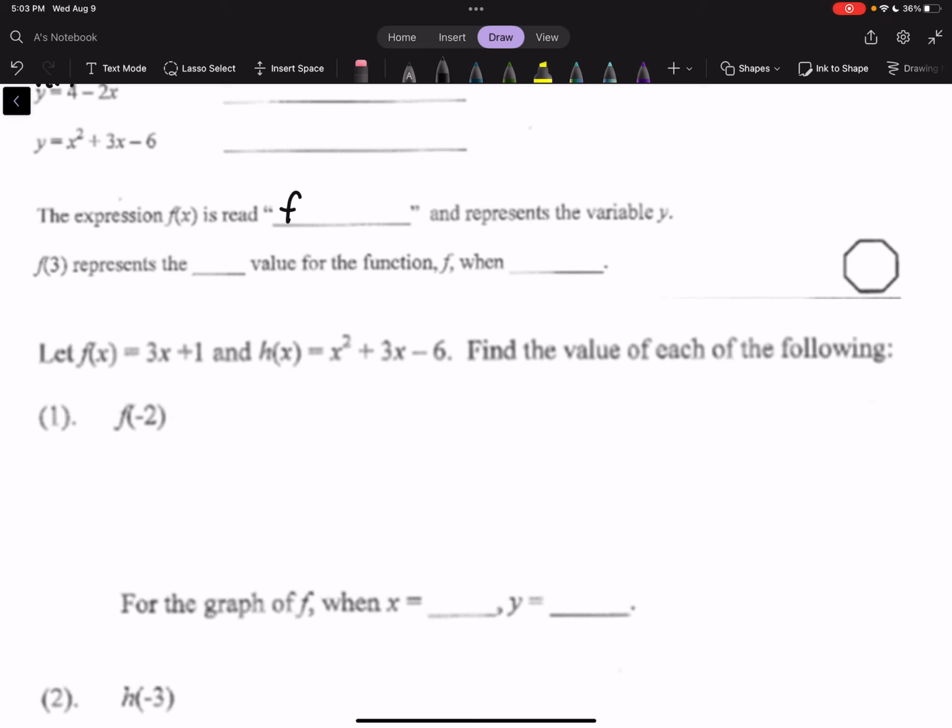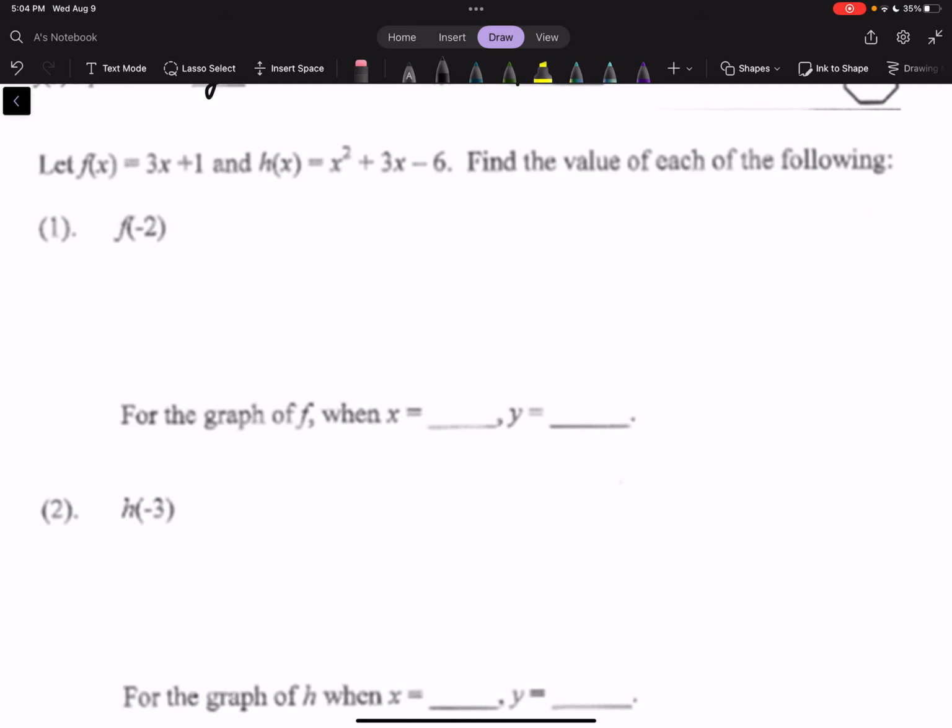The expression f(x) is read f of x. It represents the variable y. f(3) represents the y value for the function f when x equals 3. Y'all, I apologize for that. Whenever I read this, I just read the 3. I didn't even see I was not thinking of the f. The f of 3 is the y value when x is 3. Alright.